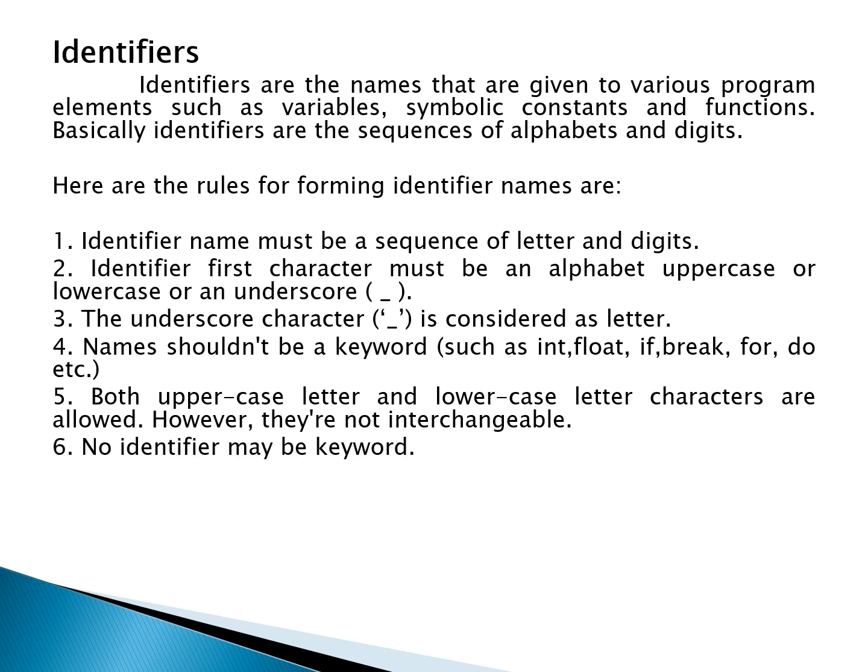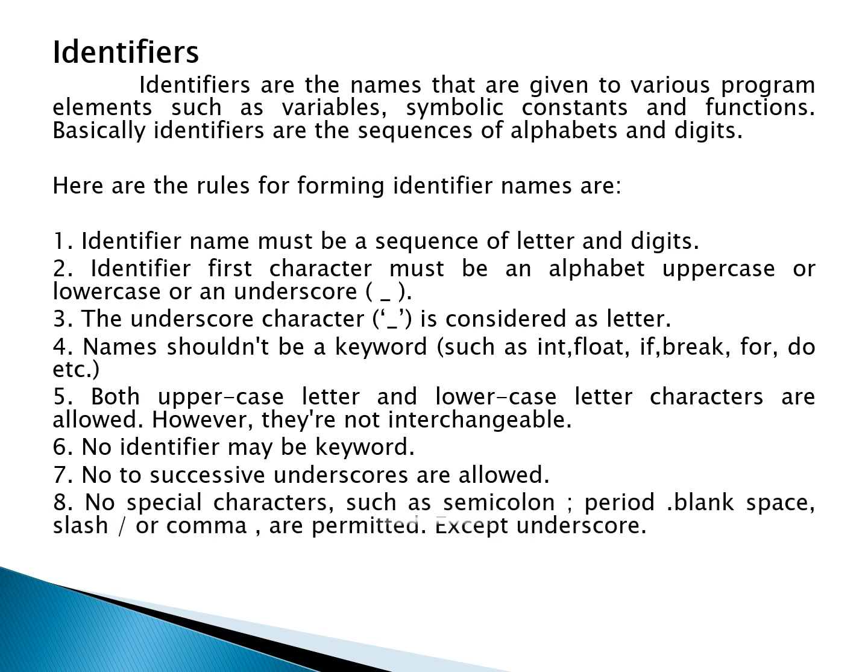No identifier may be a keyword. No two successive underscores are allowed. That means we cannot use successive underscores. No special characters such as semicolon, period, exclamation mark, blank spaces, slash, or comma are permitted. It should only be a sequence of letters and digits, and the only special character allowed is the underscore.